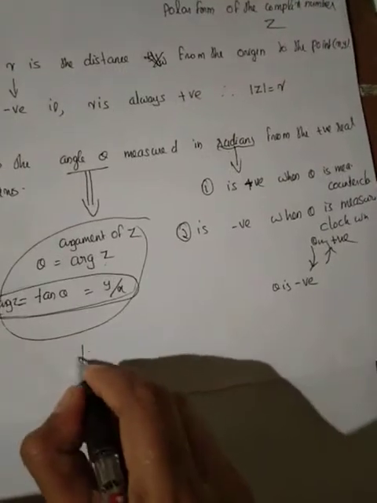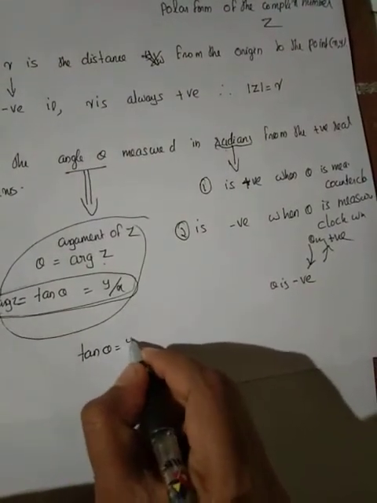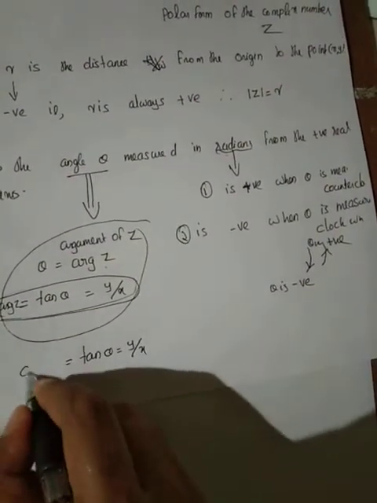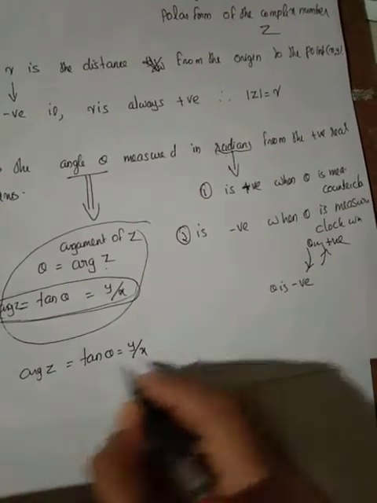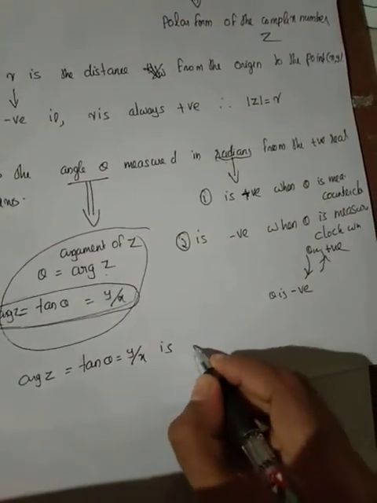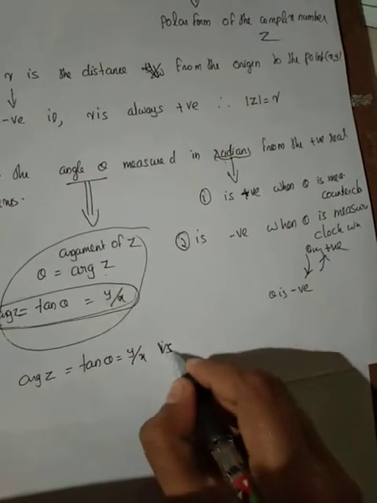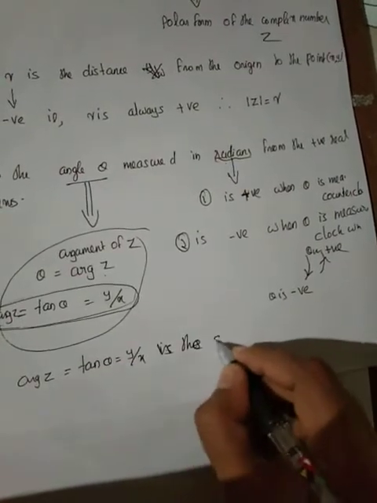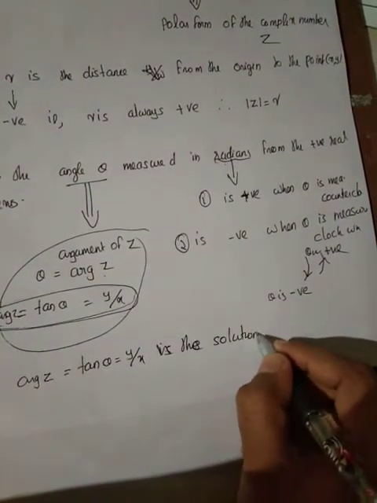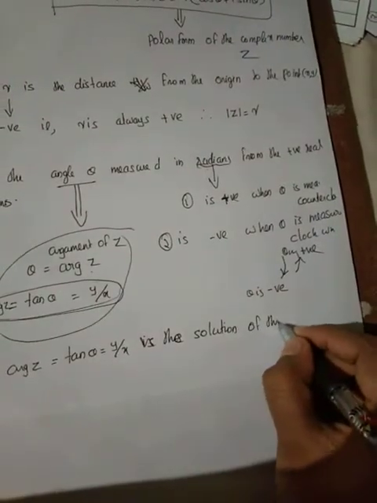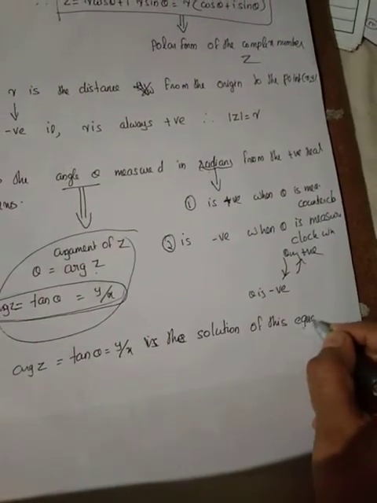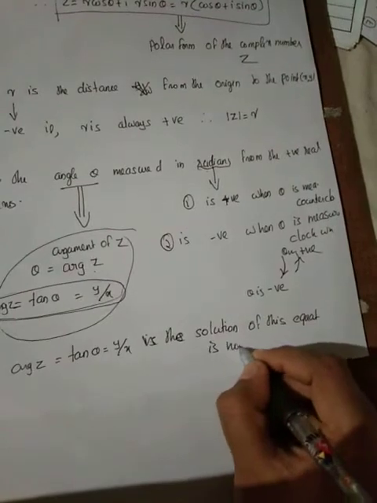The solution of the equation tan theta equal to y by x, which is equal to the argument of z, is not unique. The solution of this equation is not unique.